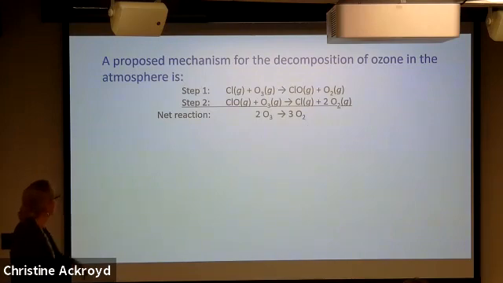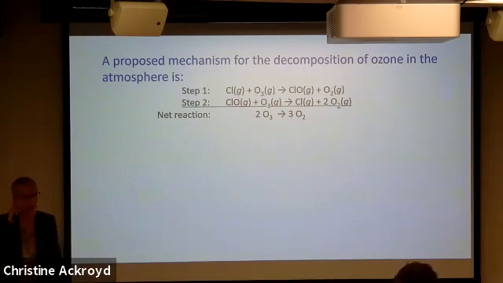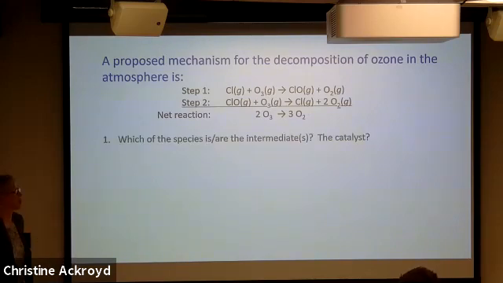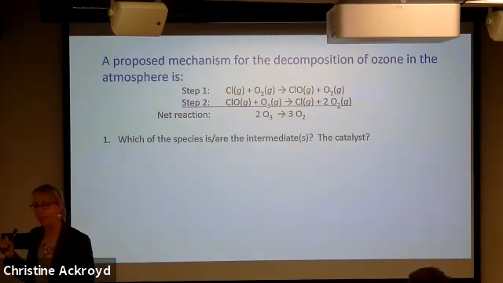Okay, so here we have the net reaction: 2 ozone molecules decompose to form 3 diatomic oxygen molecules. The actual mechanism, this is the one that you did in your reading quiz today, is: in the first step, chlorine reacts with ozone to form monochlorine oxide, ClO. And in the next step, it reacts with an additional ozone molecule to form the products. Which one is the intermediate here and what's the catalyst?